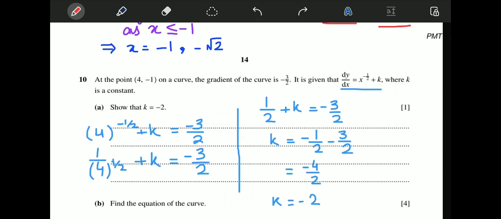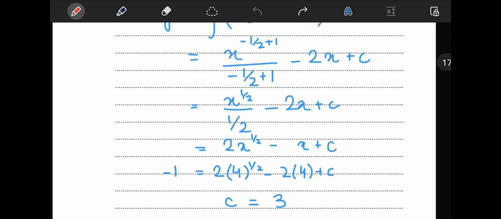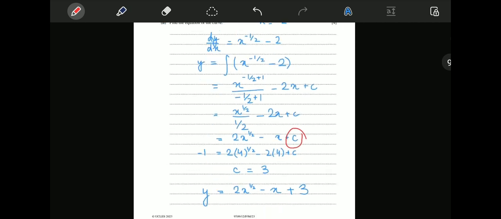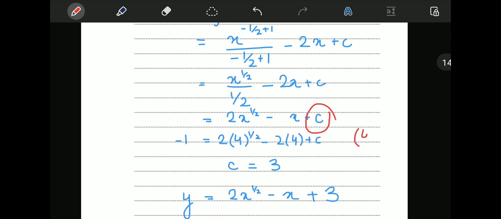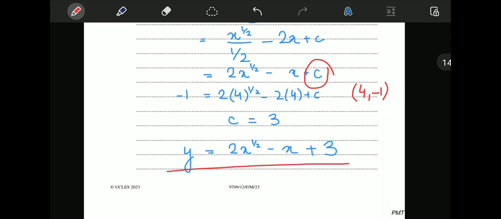Next, you'll simplify this a bit. This will give you this form. Then to find the constant of integration, you'll substitute the point 4, minus 1 that was given initially, and this will give you the value of c equals 3. Then the equation of the curve will be this.